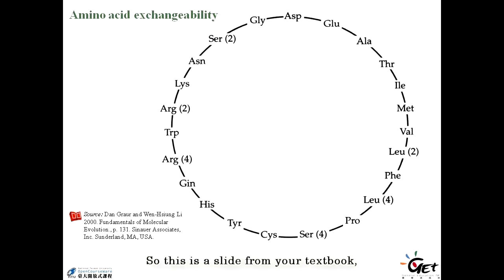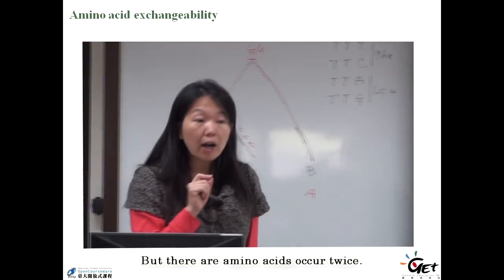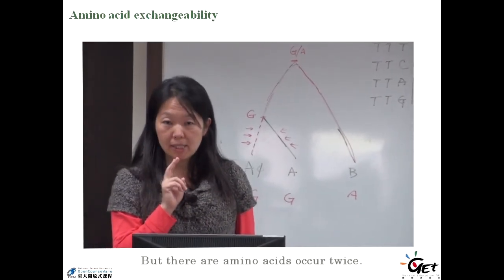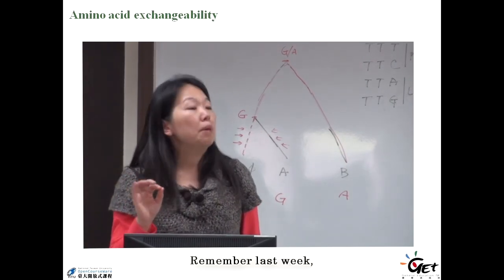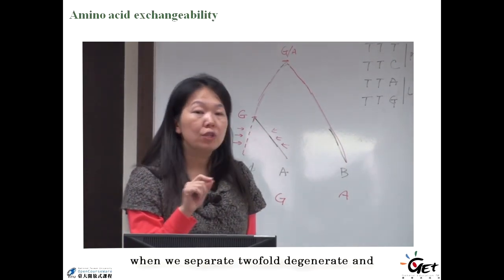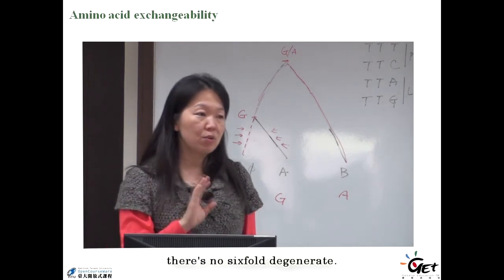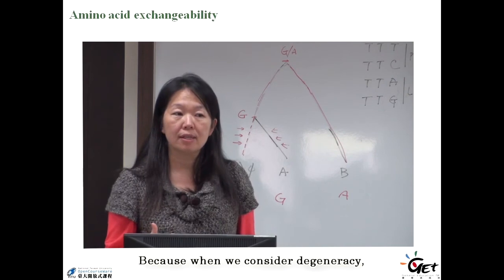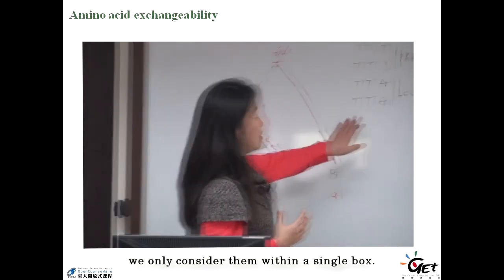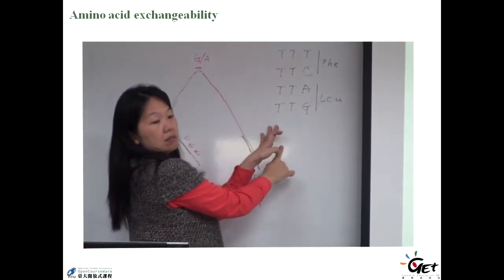So this is a slide from your textbook. I just want to let you know how to read it, because here the amino acids are in a chain, but the R amino acid occurs twice. That's because it occurs twice in the codon table. Remember last week when we separated 2-fold degenerate and 4-fold degenerate, there's no 6-fold degenerate, because when we consider degeneracy, we only consider it within a single box.